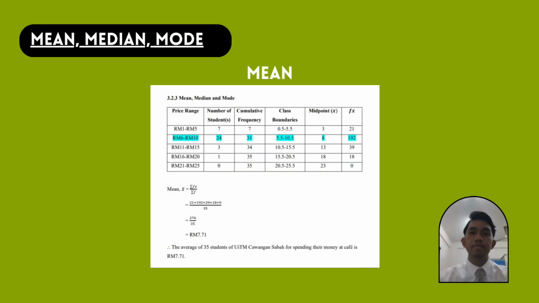Now we have the mean, median, and mode. The mean or average is the sum of all values in a dataset divided by the number of values, which is a measure of central tendency. The formula is x-bar equals the summation of fx over the summation of f. The answer is RM 7.71, which is the average of 35 students of UiTM Cawangan Sabah for spending their money at cafe: 7 ringgit 71 cents.